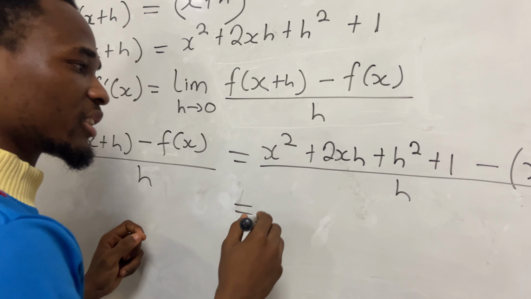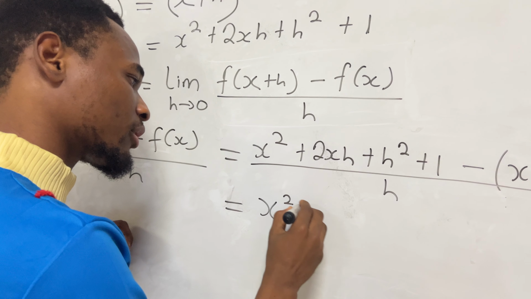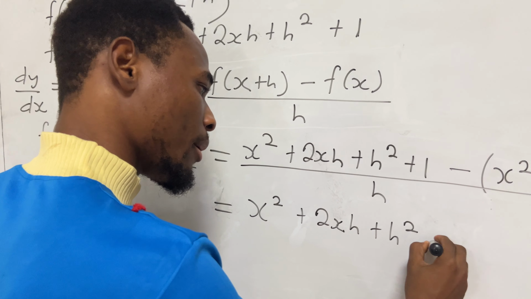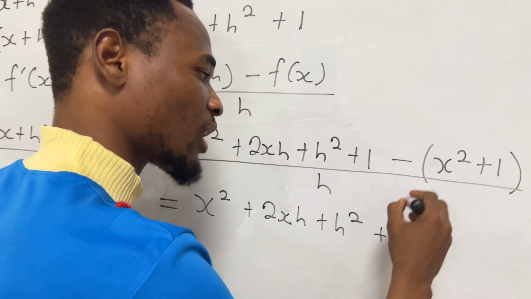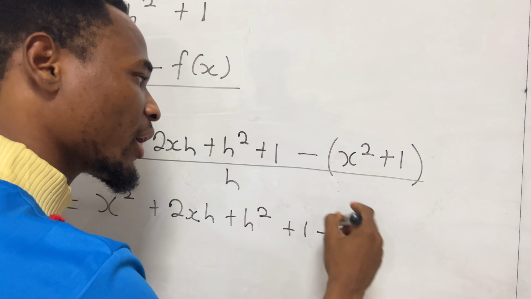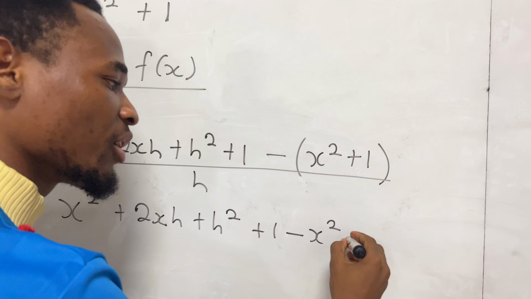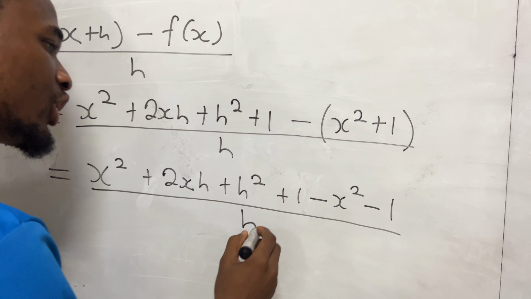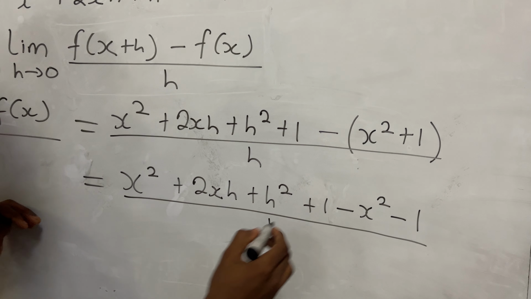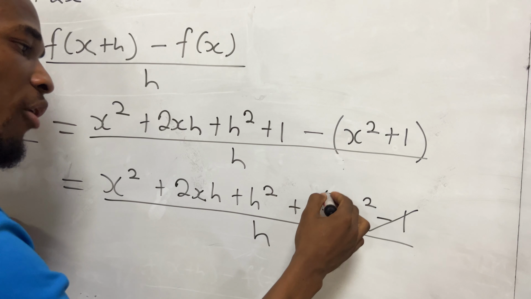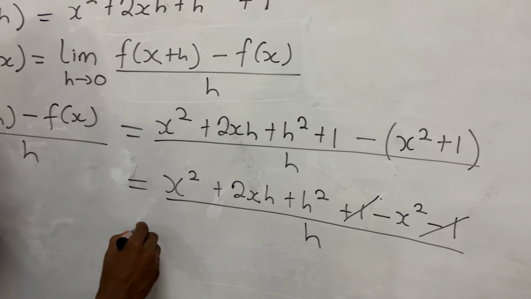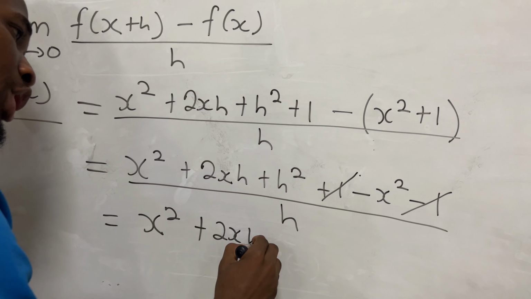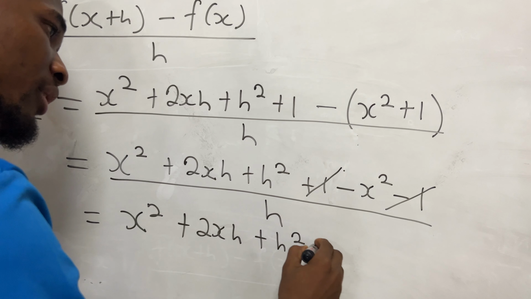By simplification, we'll have x squared plus 2xh plus h squared plus 1. Then I'll expand this bracket. I'll get negative x squared. Then negative by positive will give me negative 1, all over my h. So clearly, -1 will take off +1. So I will have x squared plus 2xh plus my h squared.